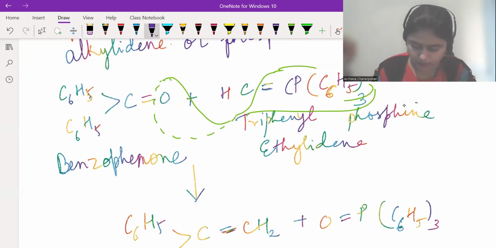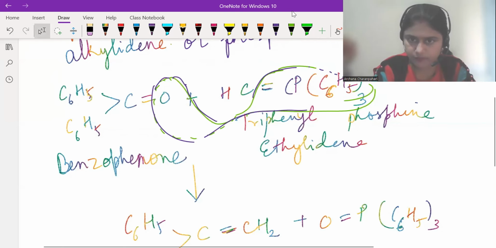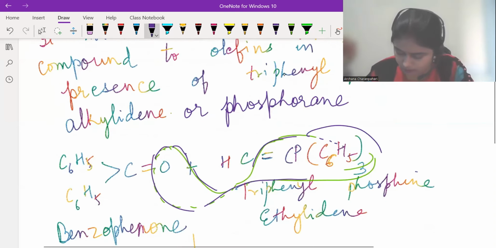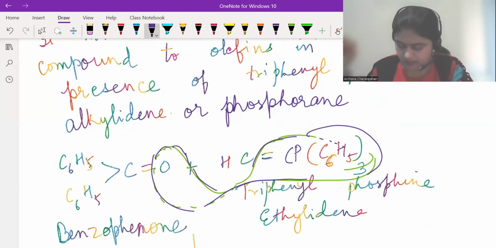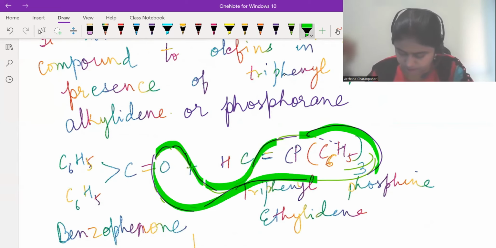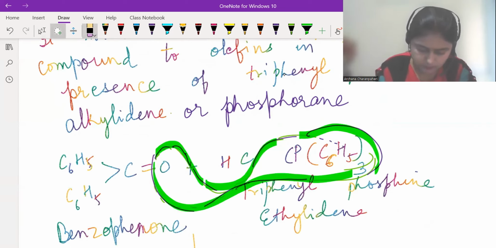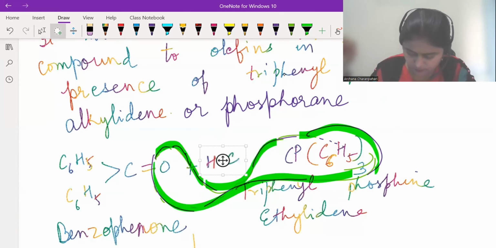So, in this, you can see green color. Or let me make it purple. This compound, triphenyl phosphine, as a memory technique, the end product is this triphenyl phosphine oxide. Okay, so this is your memory technique. That is, this will be eliminated. And this is my CH2 group.